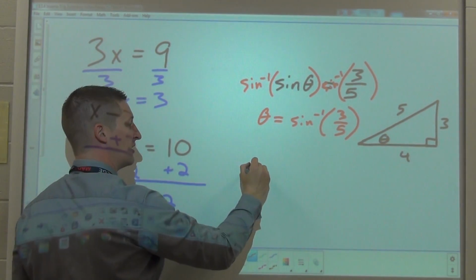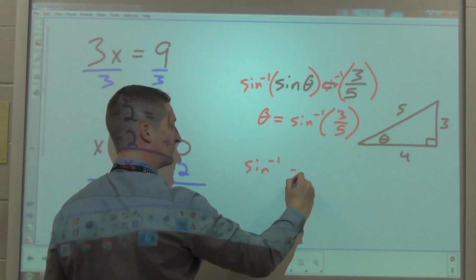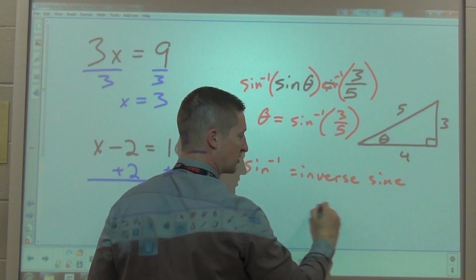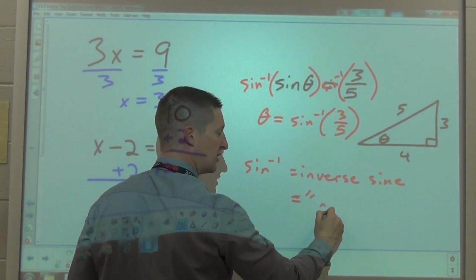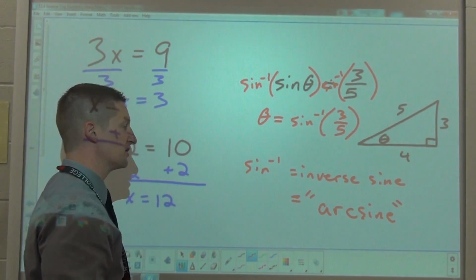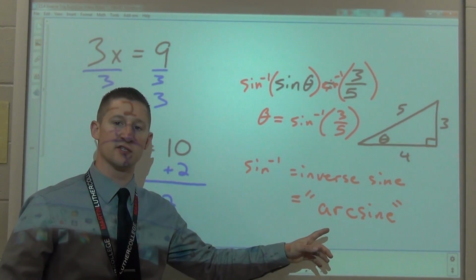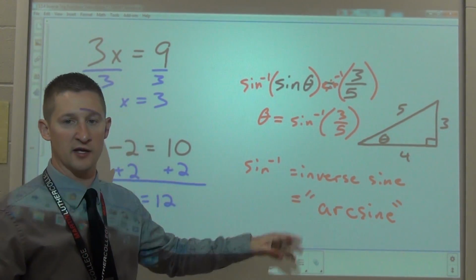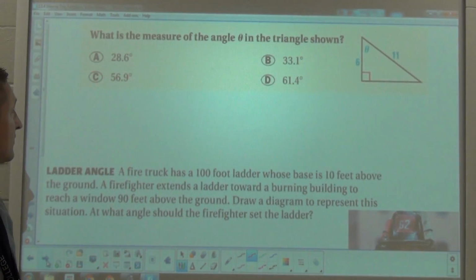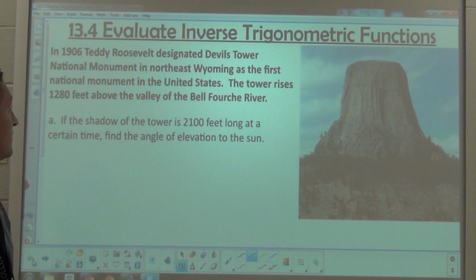Now when I say inverse sine, that's what it is. It's the inverse sine function. Another name that we'll often hear is the arc sine. So this is inverse sine or arc sine. If I say either one of these things, that's going to mean the same thing. So let's get it to work here.